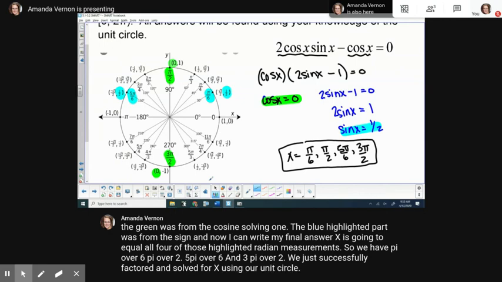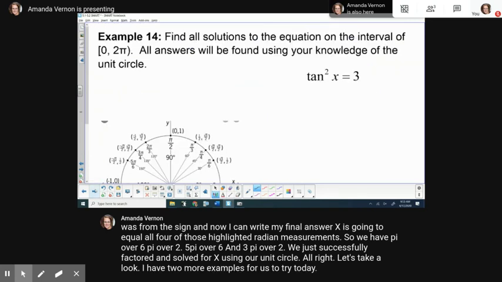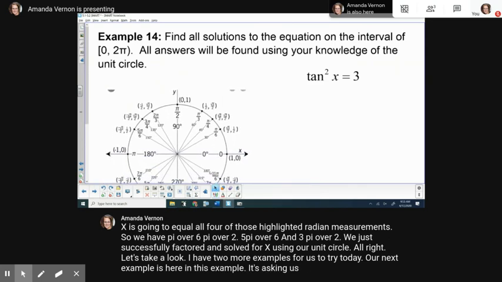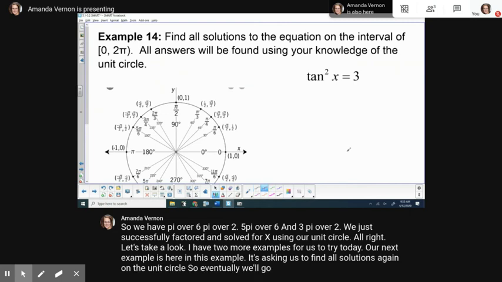All right, let's take a look. I have 2 more examples for us to try today. Our next example is here. In this example, it's asking us to find all solutions again on the unit circle. So eventually we'll go back to using the unit circle.